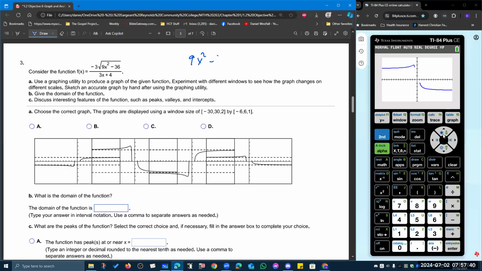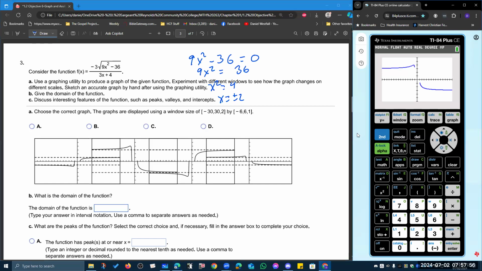9x squared minus 36 equals 0. 9x squared equals 36. X squared equals 4. X equals plus or minus 2. So we're going to be coming all the way down here and stopping, and all the way up there and stopping. I'll zoom in on that part of the graph when we get to the x-intercepts to make sure that you see it.